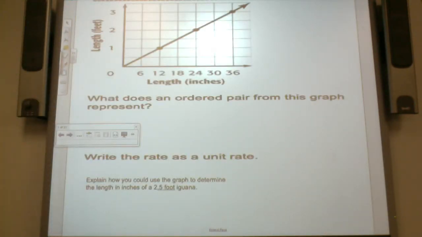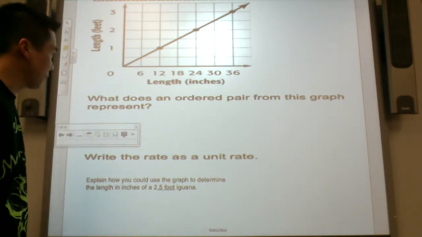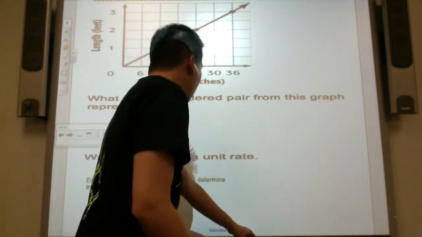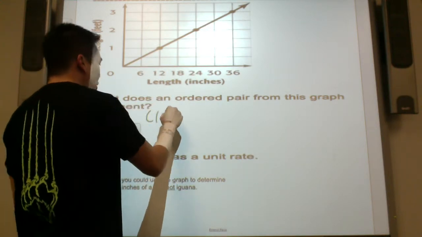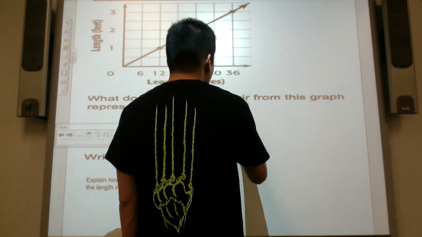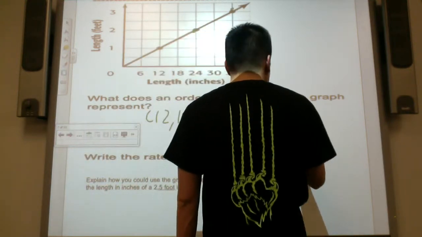So let's look at this chart right here. This is a number line. What does an ordered pair from this graph represent? So let's look at an ordered pair. What ordered pairs do you see? I see 12 and 1. I see 24 and 2. And I see 36 and 3.